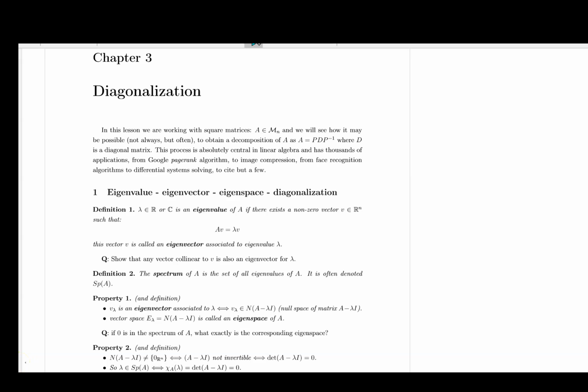Hello, and welcome to this new chapter, which is called diagonalization. What is that? First of all, let's be clear about something: we're going to work with square matrices. So some matrix A is going to be assumed to have n rows and n columns.